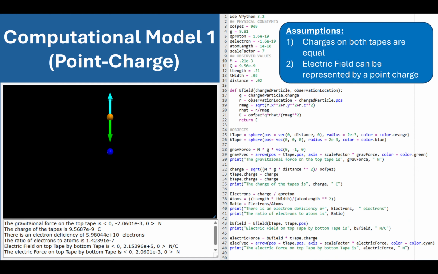This leads us to Model 1. For the first computational model, the tapes were again represented as point charges and produced very similar results to that which was previously calculated, since they followed essentially the same process. The end result of this code can be seen on screen with the green vector representing the gravitational force and the cyan vector being the electric force.